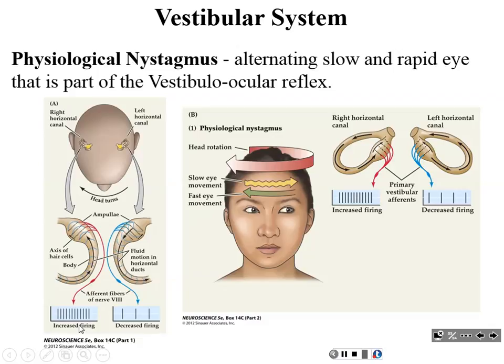So, basically, what is shown in here is that when the head turns, there is an increased firing on the side where the head is turning to and a decreasing firing on the side where the head is moving away from. That difference in the firing rate is sensed by the brain, and the ocular motor response is a slow movement towards the side where the head is moving, with a fast saccade moving in the opposite direction.